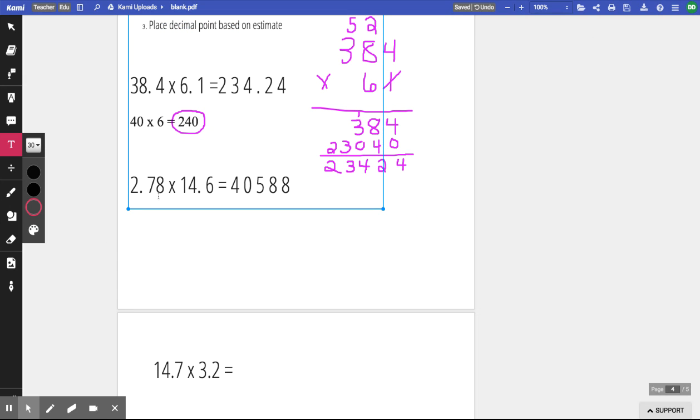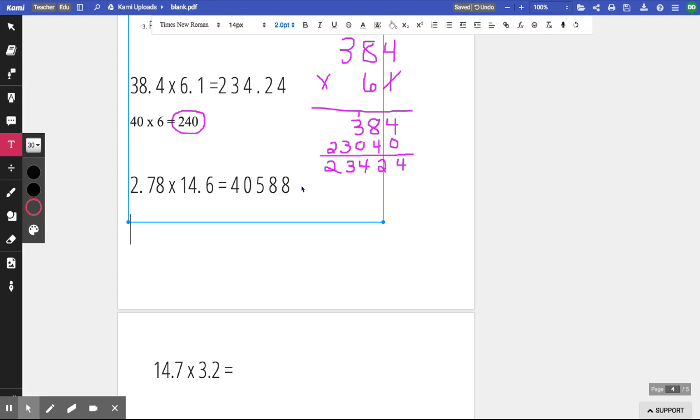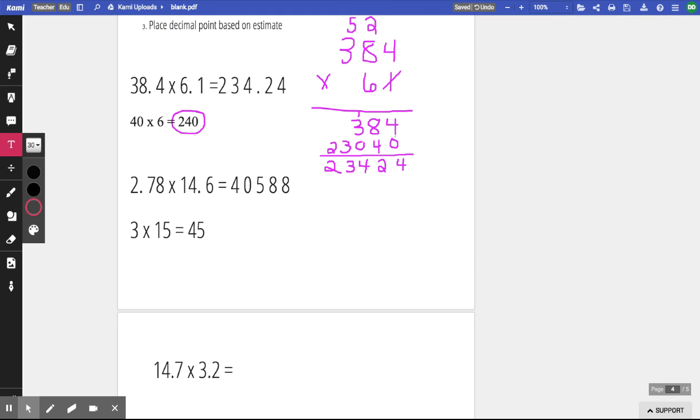2 and 78 hundredths times 14 and 6 tenths. Again, I'm just going to estimate. 2 and 78 hundredths, let's say we'll round that to 3, times 14 and 6 tenths, we'll say 15, and 3 times 15 equals 45. Okay, I can solve without my decimal point. I can go through the whole thing. It's going to give me an answer of 40588.